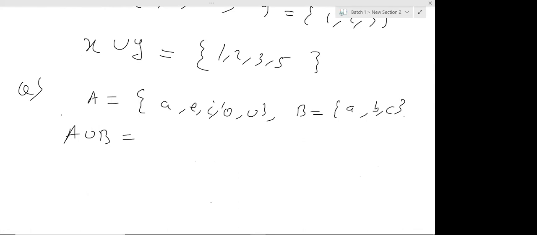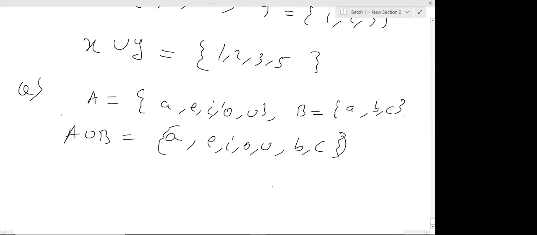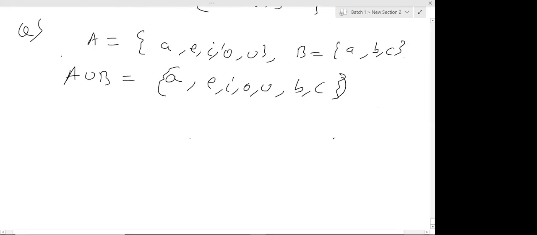Arsalan, you need to answer this. A union B. A, E, I, O, U, B, and C. Absolutely right. All the elements of A and B and C without repeating. Abdul, clear? Okay, Abdul still not replying.